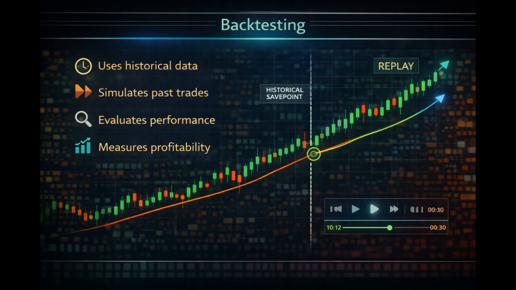Maximum drawdown. Drawdown measures the largest decline in account balance during the trading period. Lower drawdown indicates better risk control. Expectancy. Expectancy represents the average profit or loss expected per trade. These metrics help traders evaluate whether a strategy has a positive long-term expectation.